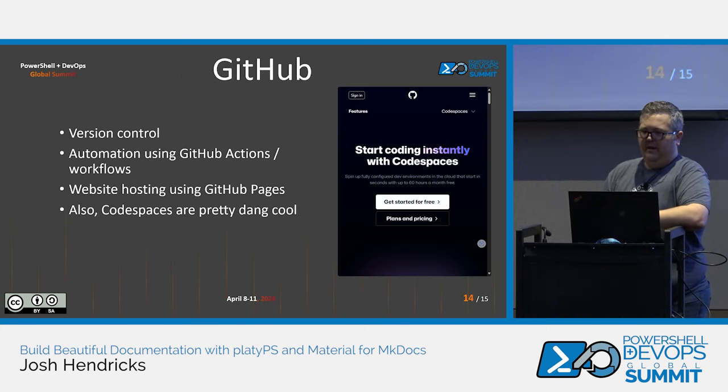How do dynamic parameters work with platypus? Okay. Yeah. So for the recording, dynamic parameters for providers will be supported in the new version of platypus. So providers being like the path provider, get child item for your C drive or cert or WSMan or something. But other dynamic parameters are not going to really be supported.